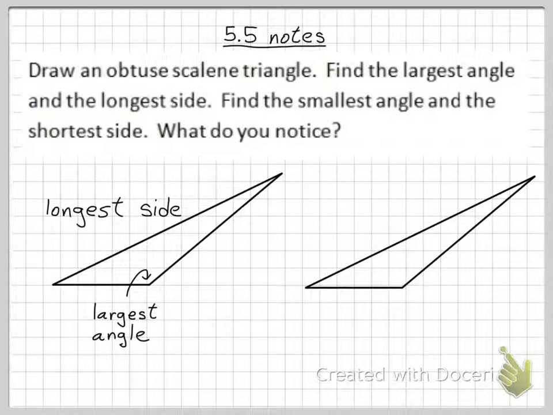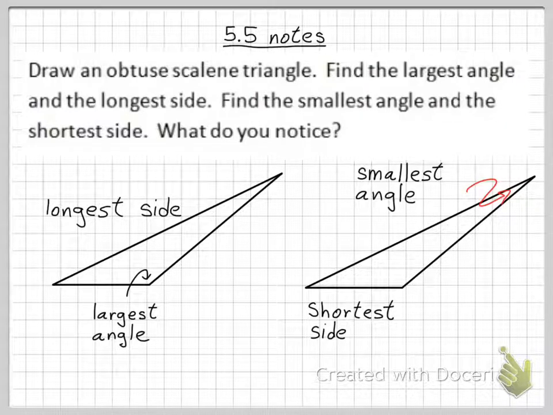I just thought it would be easier to get the concept across to you if I copied and pasted. It's the exact same triangle, but I am now going to try to find the smallest angle and the shortest side. So here is the shortest side. Again, you can just see that visually. And here is the teeny tiny little angle, the smallest angle. So what do you notice? You can pause this video if you'd like, but again, for the sake of this presentation, I'm going to continue.